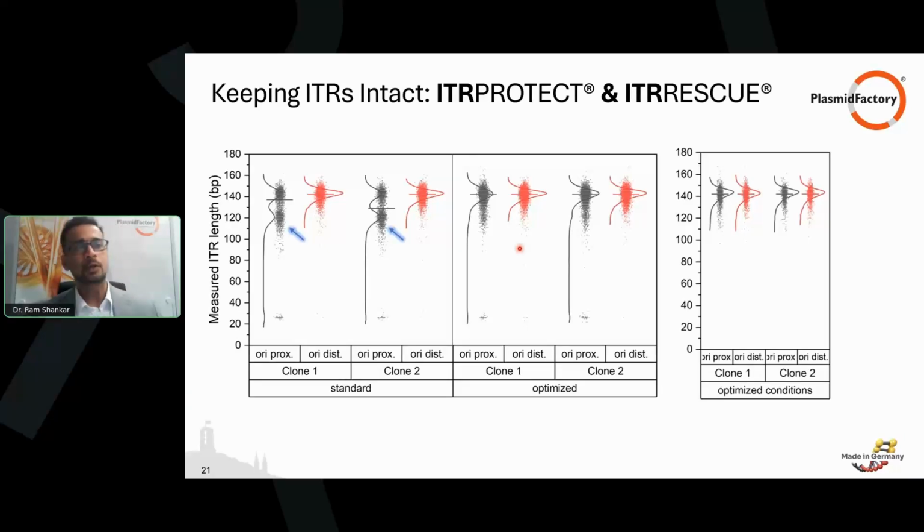Therefore, when we follow optimized fermentation procedures, according to our ITR Protect technology, we can effectively suppress the rise of these truncated variants. You can see here that this peak has disappeared. And while applying the full range of possibilities that we have within the ITR Protect portfolio, we can now achieve, as you see on the extreme right here, a plasmid with such high levels of ITR sequence homogeneity that has not been seen before. This is possible, and this is what we offer now within our new ITR Protect technology.